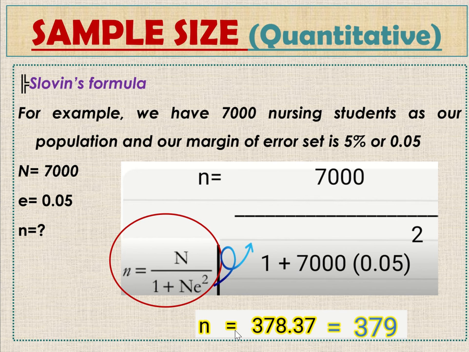So the sample size is equal to 378.37. May decimal, naka-decimal siya, may point. So tinatanggal natin to because in reality, wala namang tawag dito, wala namang naka-point or parang half or fraction na tao. So, round off natin siya, round up kumbaga. So from 378, round it up to 379. So this is our sample size. So n is equal to 379.